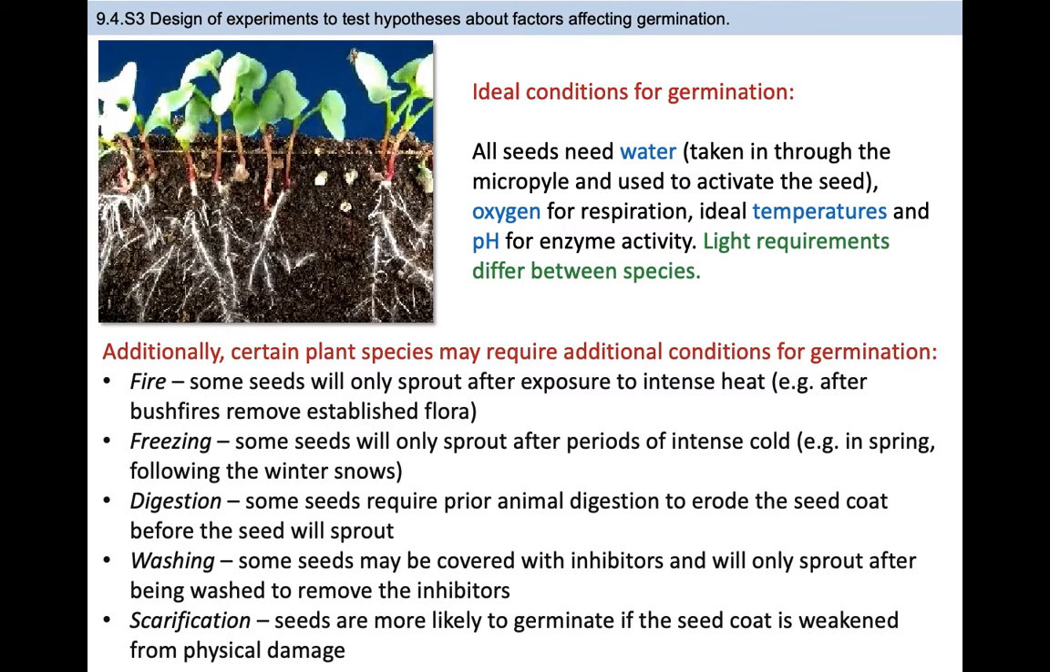Then there's washing. Sometimes seeds can be covered with chemicals that are inhibitors and prevent germination, and you need to wash these chemicals away in order for germination to occur. And lastly, we have scarification. These are just causing physical damage to the seed coat to weaken it. And this can be literally physically breaking it, scratching it, and sometimes this can be done by radiation as well.